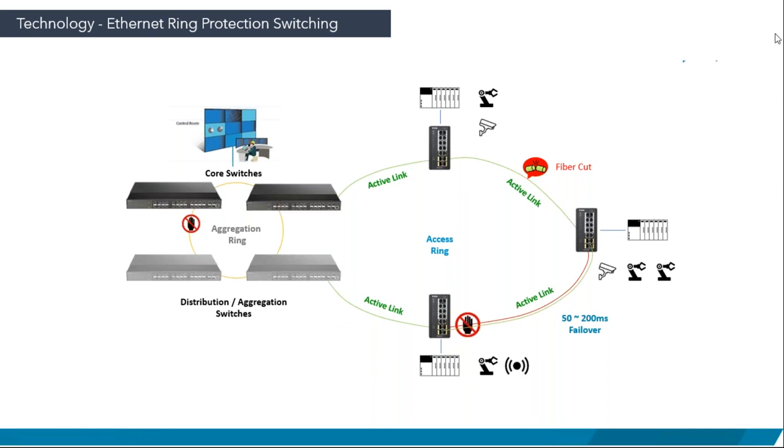Now, why ERPS? ERPS is an open standard protocol which allows communication between D-Link and other OEMs. So whichever OEM it is, the D-Link switch will communicate with that OEM's switch on the ERPS protocol, giving less than 50 millisecond link convergence.